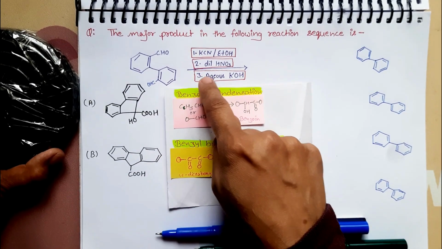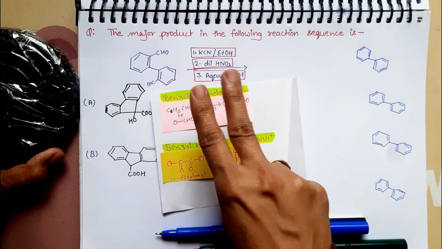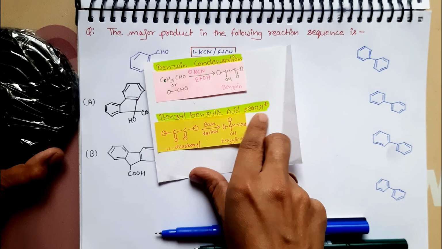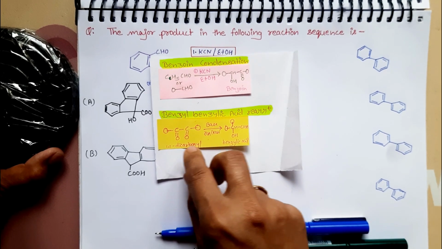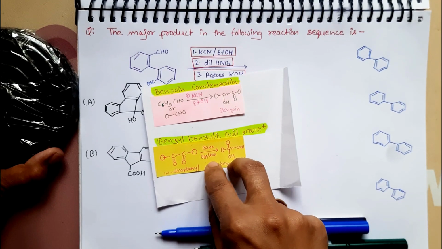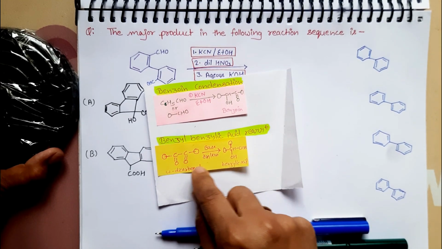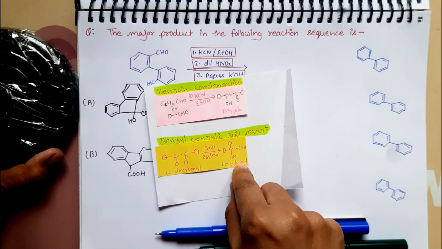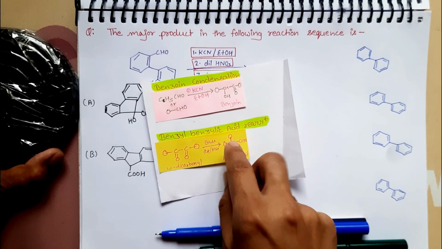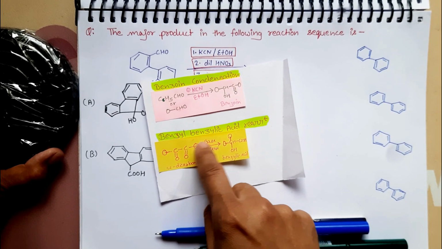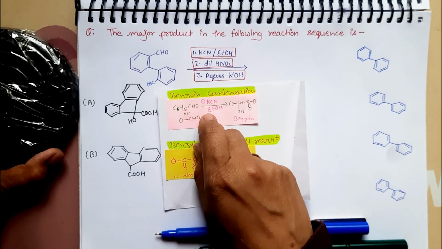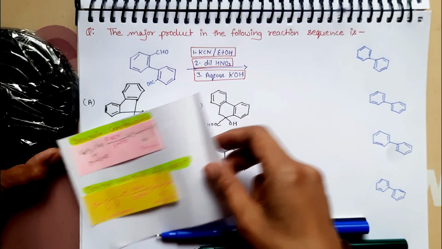So in the third step, the second name reaction is involved. This is the benzilic acid rearrangement, and in this rearrangement a 1,2-dicarbonyl group converts into benzilic acid or alpha hydroxy acid, and this conversion happens in basic medium. So let's get started.